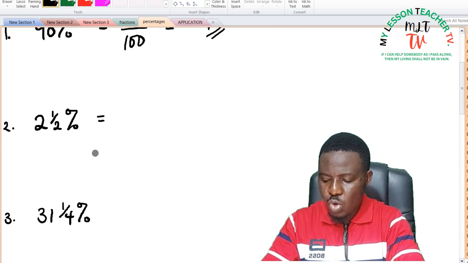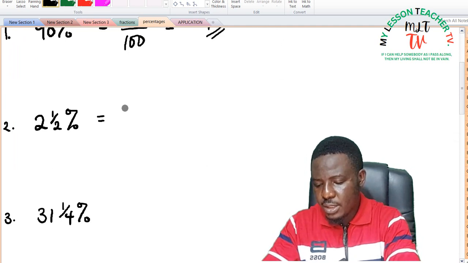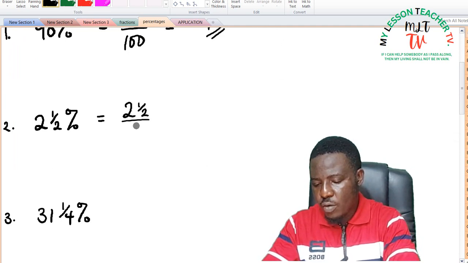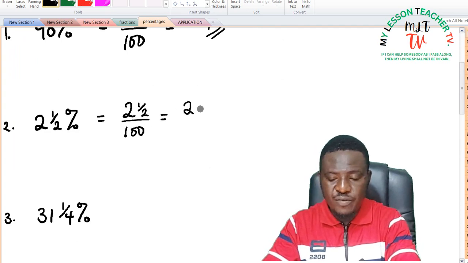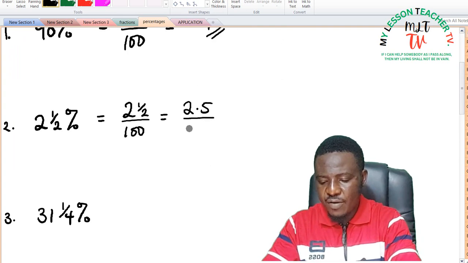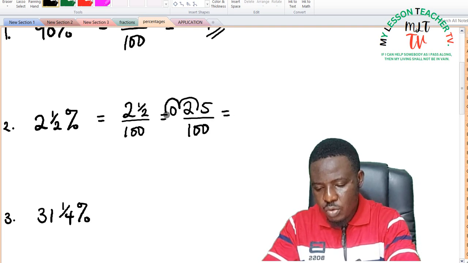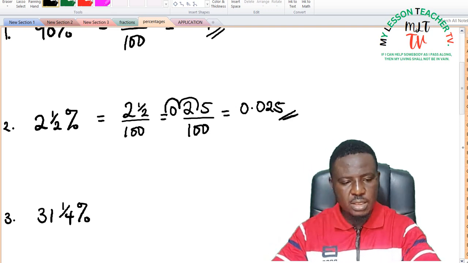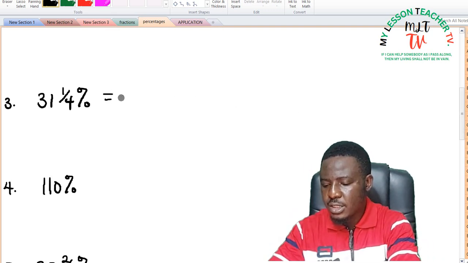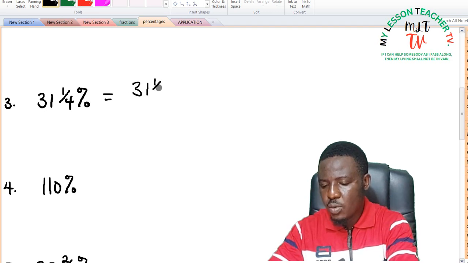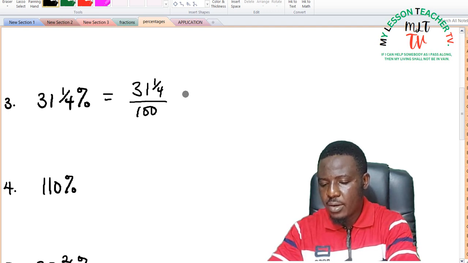Question 2, 2.5%. 2.5% can be said to be 2.5 over 100, which is equal to, half is 0.5, so we have 2.5 divided by 100, and this is said to be, when you move it 2 times, you add a 0 here and put your point. So this is said to be 0.025 as your answer.